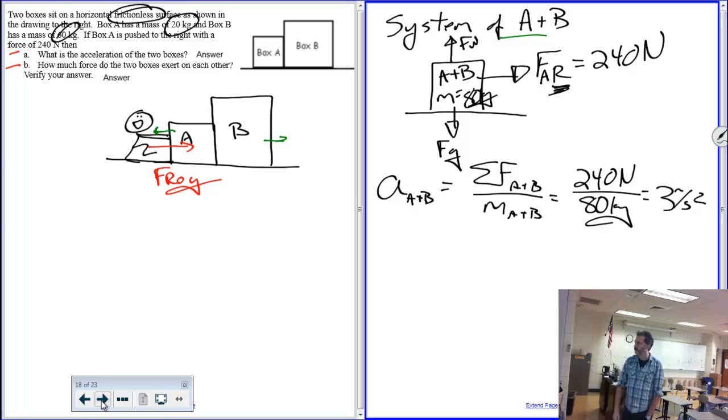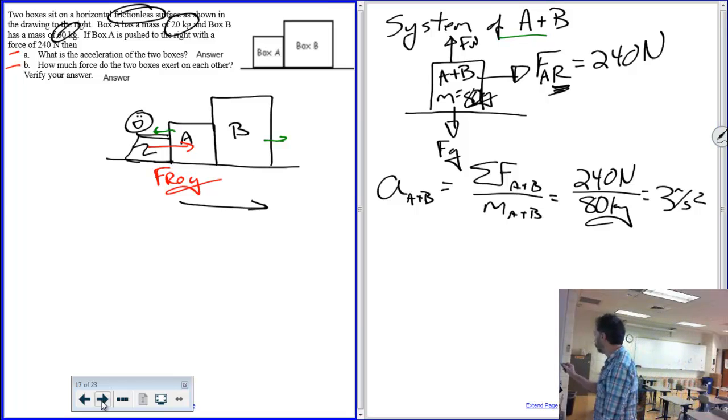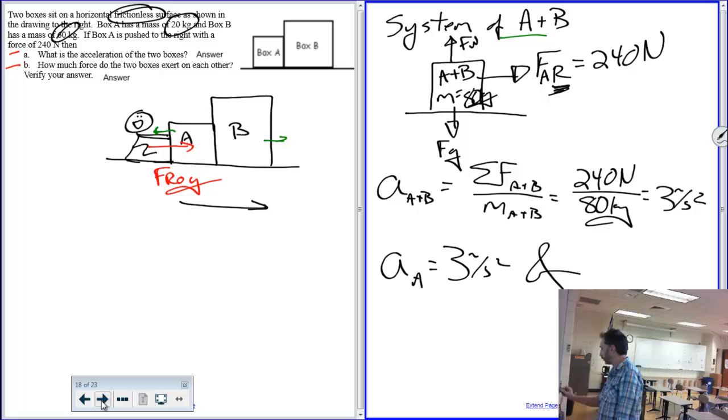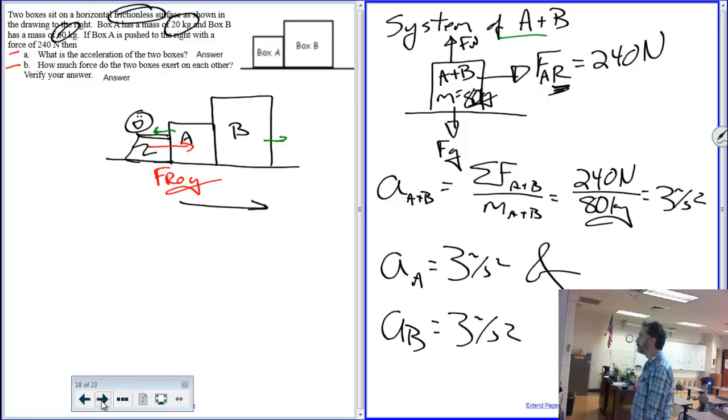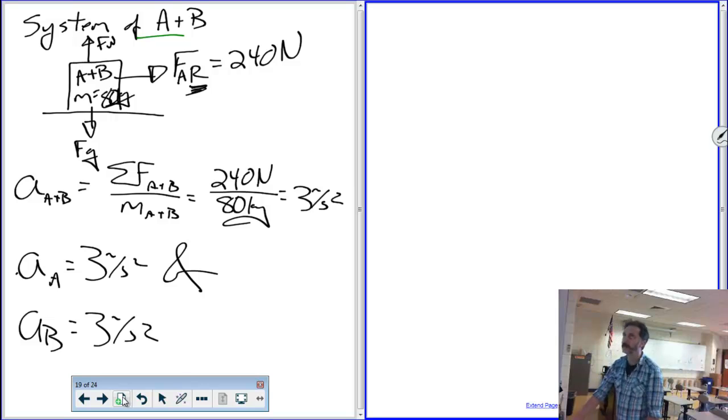Okay? So what does that mean? Oh, well, all of the boxes are going to move together, right? They're all moving together as a system. So now I know that the acceleration of object A is 3 meters per second squared, and I know the acceleration of object B is also 3 meters per second squared. Okay? So, what I can do now is make some new free body diagrams.